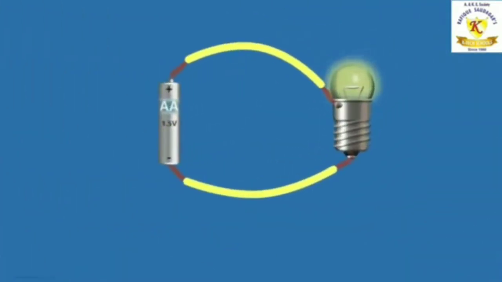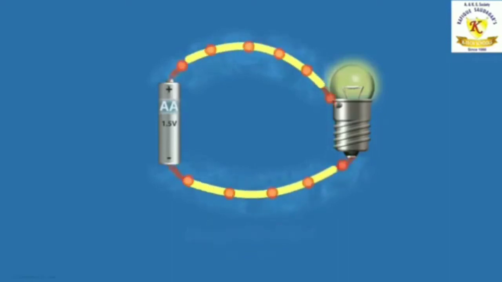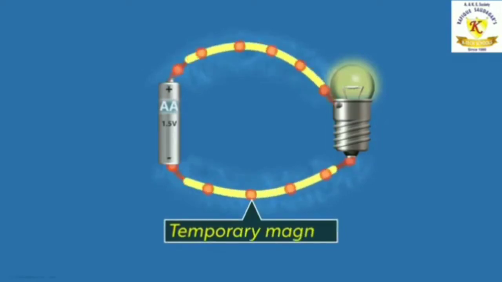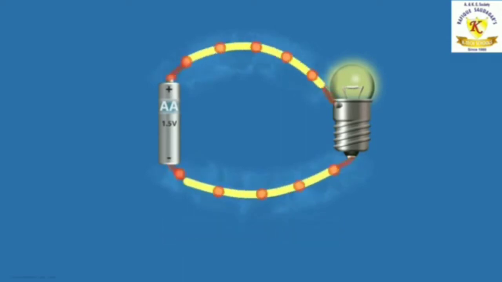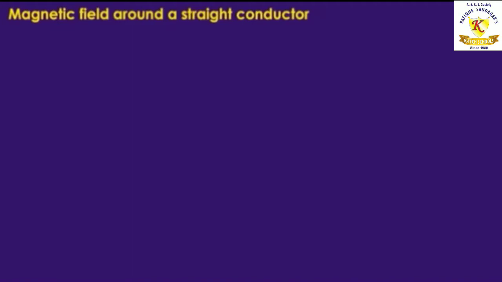Keeping this knowledge in mind, let's go back to our copper wire. Here, the electric current in the wire produces a magnetic field around the wire, or in other words, the wire becomes a temporary magnet. This is the reason that the compass needle deflects when brought near this wire. Understood, children? So next we will start magnetic field around a straight conductor.